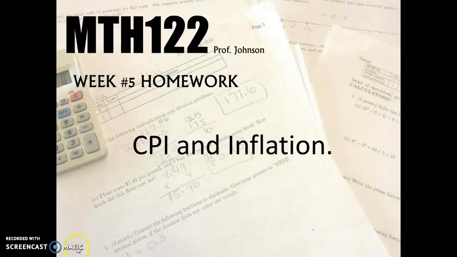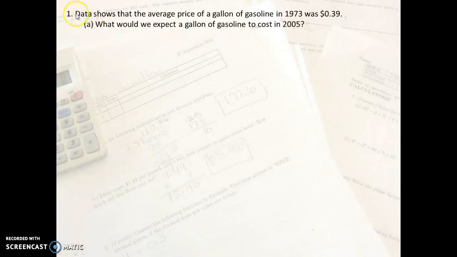Math 122, week number 5. We only got one video. This week's homework, hopefully, knock on wood, is going to be a little more straightforward than the income taxes. We're dealing with CPI and inflation. Let's get to it. You check out number 1.